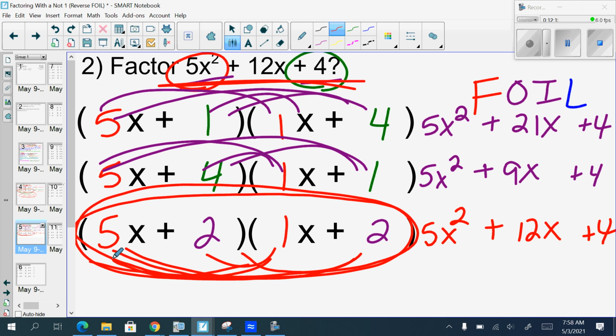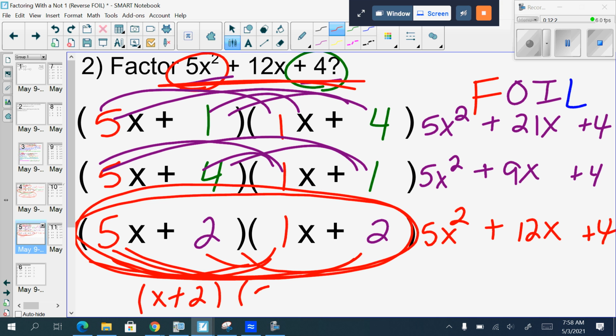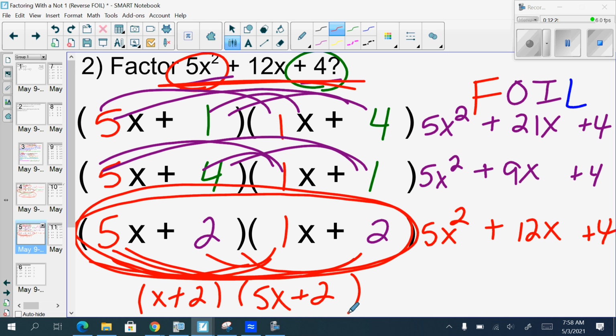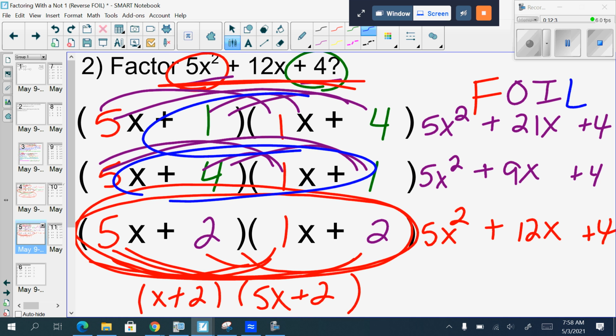Now, the factors could be flip-flopped. Do you understand this? Like, I could have the x plus 2 first and then the 5x plus 2. That would still FOIL out to the right answer, okay? So if you flip the whole entire factors, that would be fine. But again, notice like between this and this, those didn't give us the same answers. So if you just flip-flop one number, those aren't the same thing. So just be careful about that, okay?